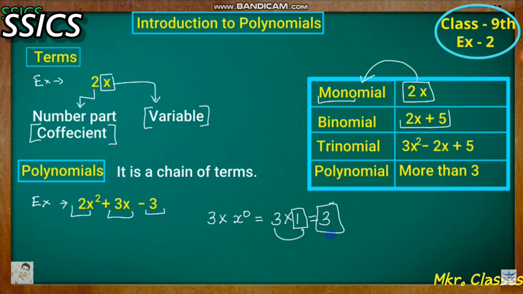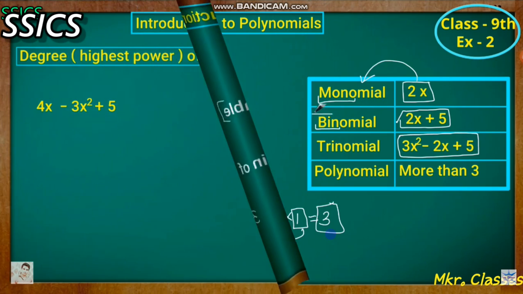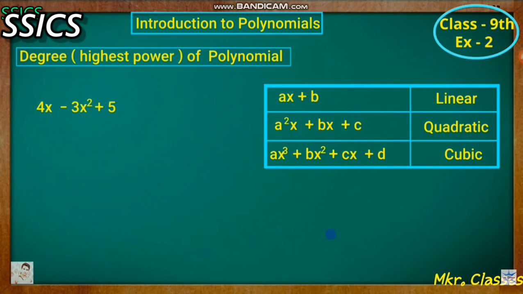Look at the example 2x. 2x is a single term. Binomial: bi means 2. If you have two terms, we call it a binomial, for example 2x plus 5. Trinomial: if it has 3 terms, we call it a trinomial. Then what is a polynomial? If an algebraic expression has more than 3 terms, we call it a polynomial.